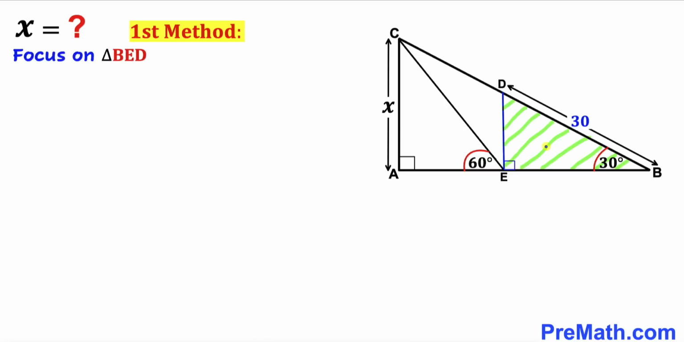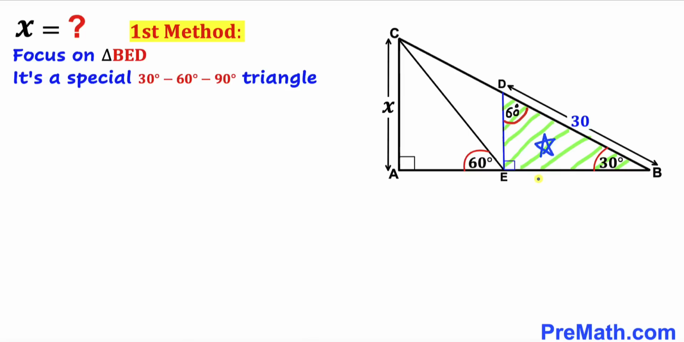Let's focus on this right triangle BED. We know this angle is 90 degrees. This angle is 30 degrees. So this angle has got to be 60 degrees, since the sum of the interior angles in any triangle is 180 degrees. And now we can see that this is a special 30, 60, 90 triangle.